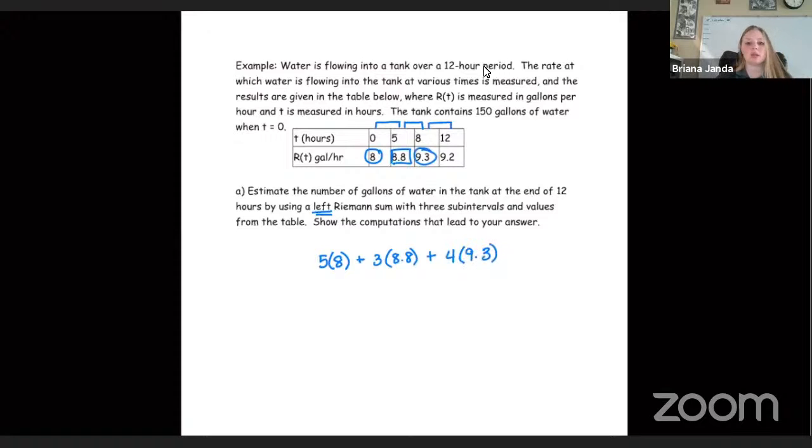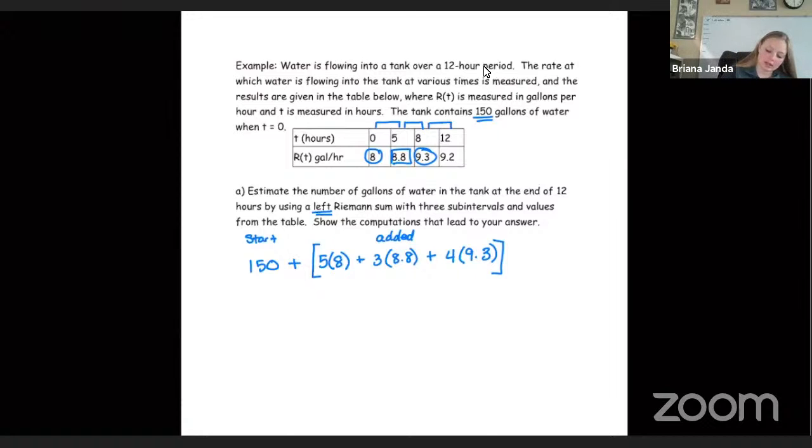So this is exactly what we've done every time, but the question was estimate the number of gallons of water in the tank at the end of 12 hours. Well, this is going to tell us how much we added during that 12 hours. But this is where we have to pay attention to the directions. We started with 150 gallons. So then we're going to want to add that to what is put into the tank during the time period. So this would be our overall amount of gallons in the tank at the end of 12 hours.